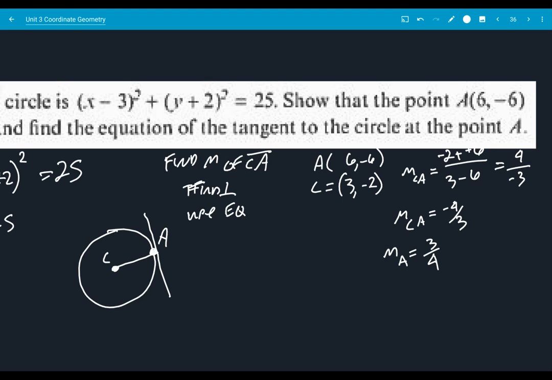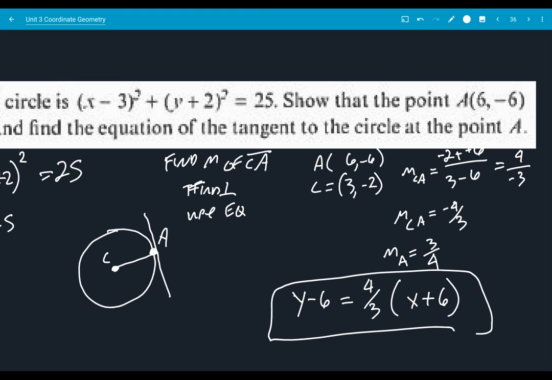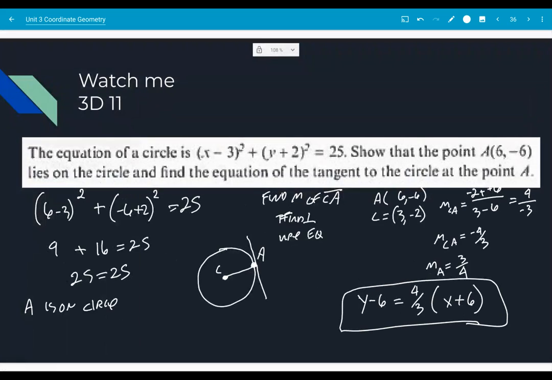And now I have my equation. So this is where knowing point slope and slope intercept comes into play, because I can say y minus 6 is equal to 4/3 x plus 6. That is the equation of the line tangent to the circle at point A.